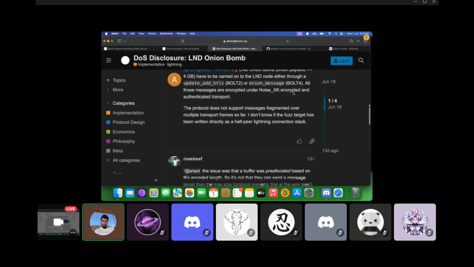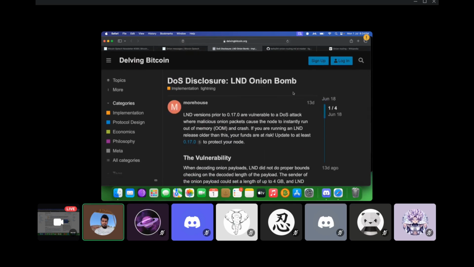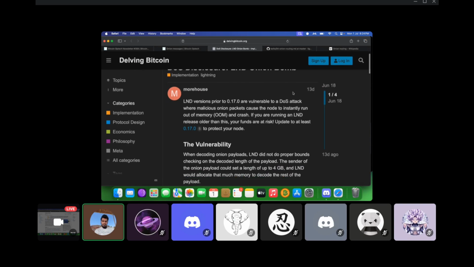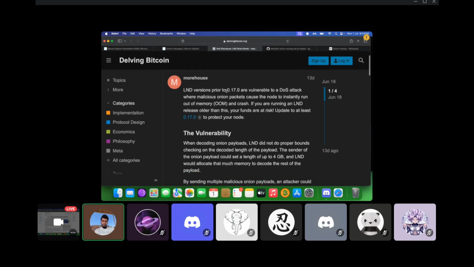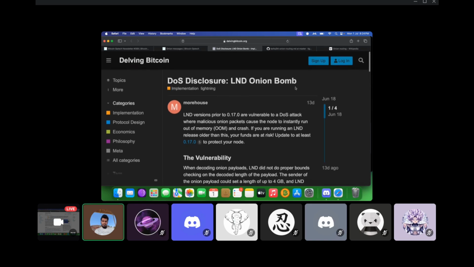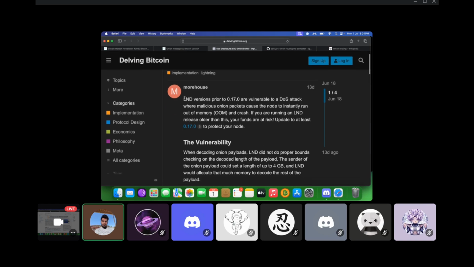You'll find a lot of LND contributors, a lot of LDK contributors. You'll find them there. This is the place where they hang out, Delving Bitcoin. Most of the news articles that we cover in the Optech newsletter are generally picked up from this place. Matt Morehouse is the one who came up with this proposal, based on which we're discussing this news article. We'll just go through what he posted.